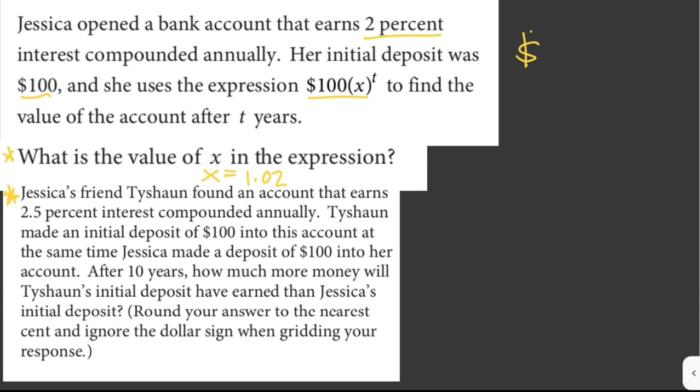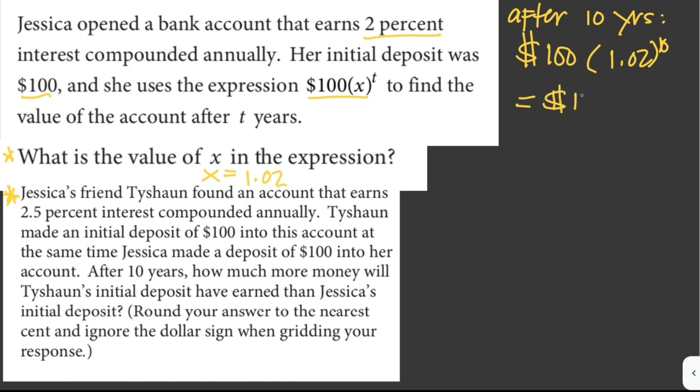So after 10 years, Jessica's deposit would be $100 times 1.02 to the 10, which is just equal to $121.899 to the nearest tenth of a cent. It says here, round to the nearest cent.